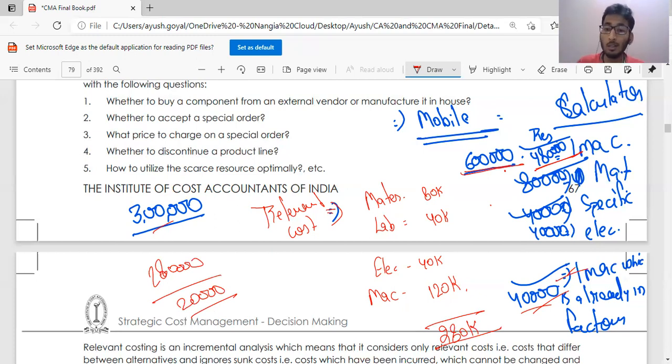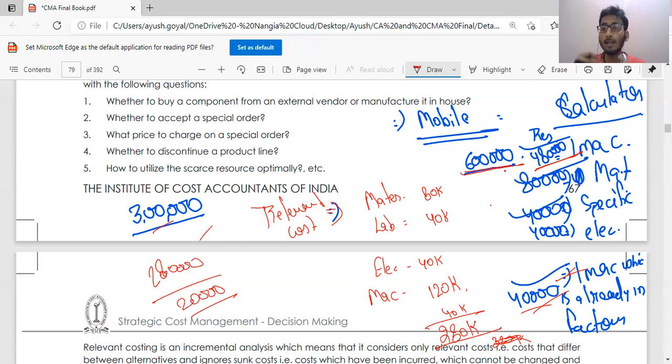Suppose I consider the 40K depreciation here, which is completely wrong. Then my cost would be 320K, and my sale price would be 3 lakh. So I would now have a 20,000 rupee loss if I consider this depreciation. But just think logically, I am not costing anything else.